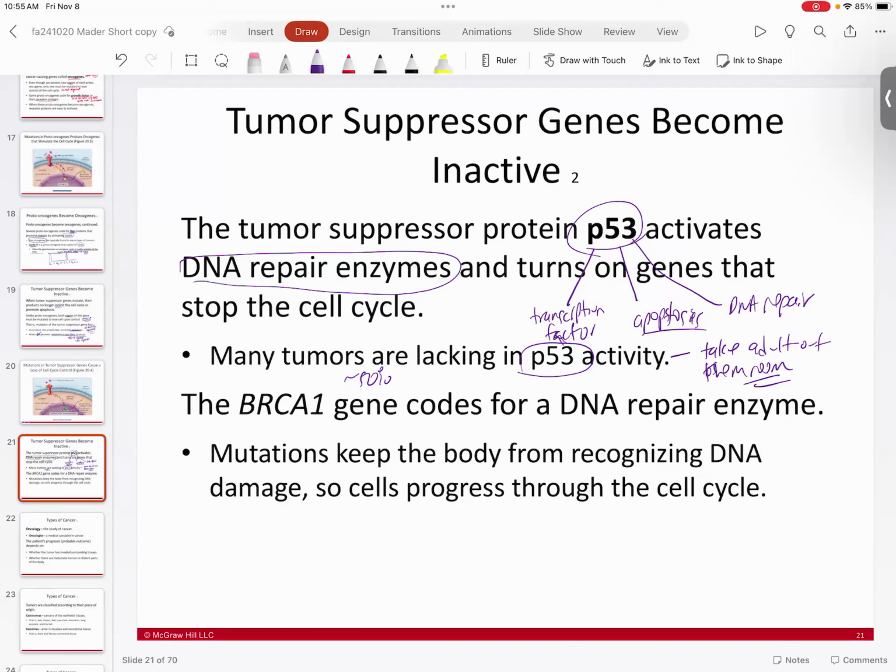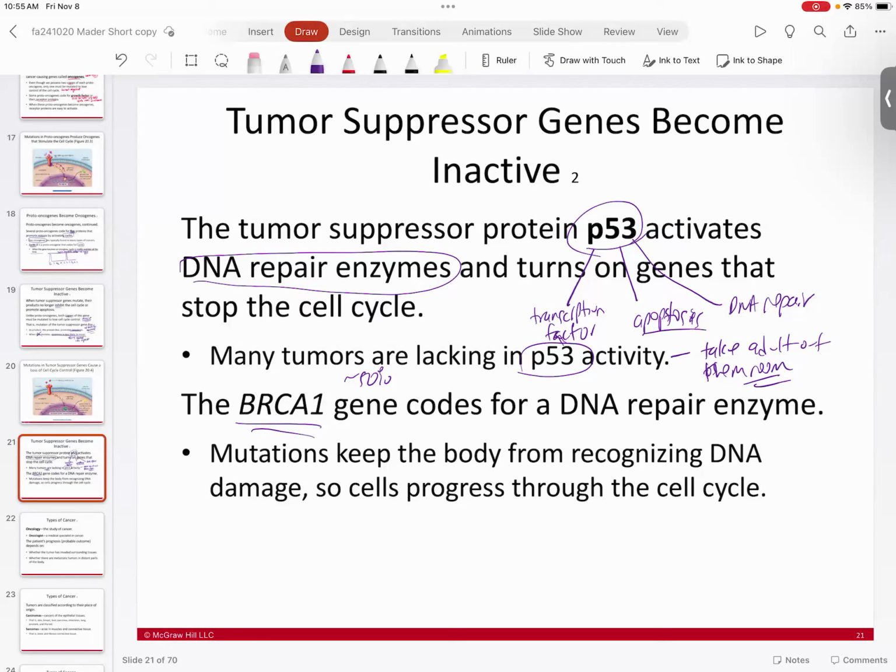For instance, one of the tumor suppressors that we see, it's actually not a controller like P53 is, it's actually a repair enzyme, BRCA1 of breast cancer fame. So this is actually a repair gene. And then oftentimes if you have a mutation in this gene, it tends to increase your frequency and your likelihood for breast cancer.